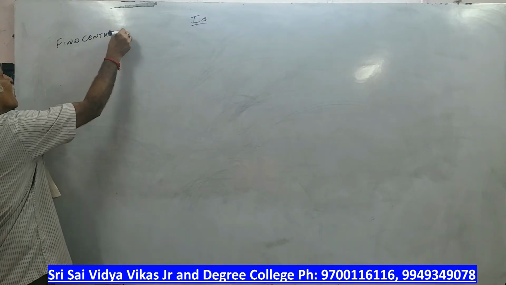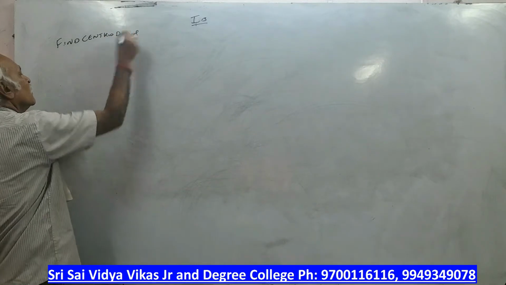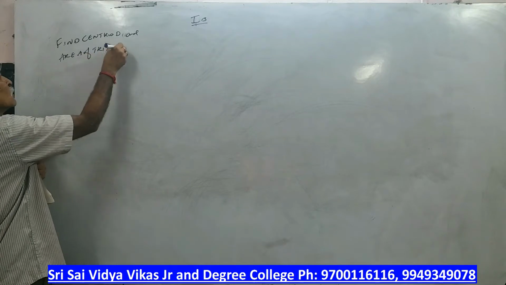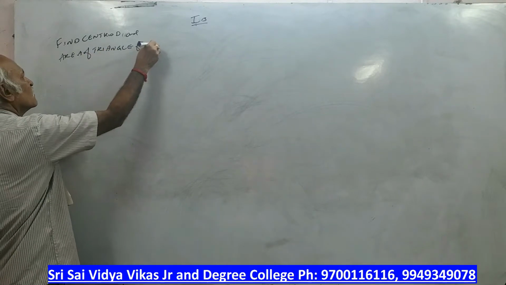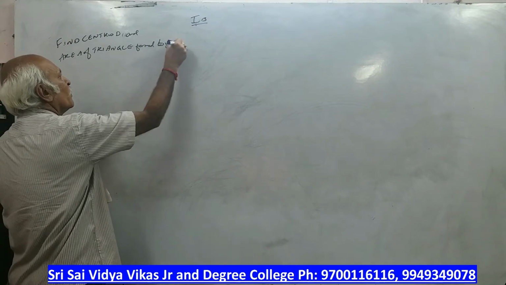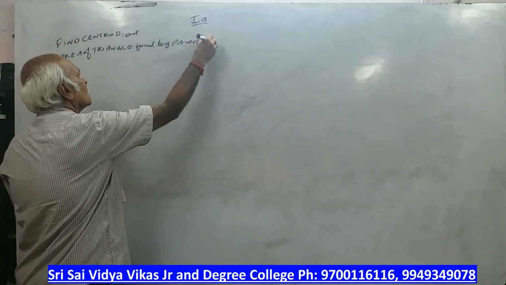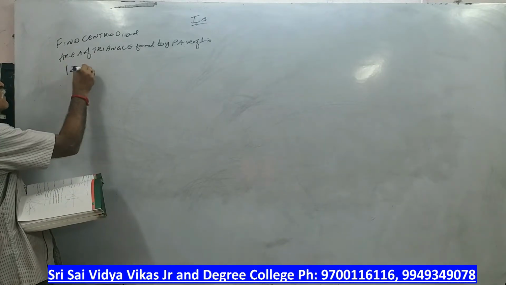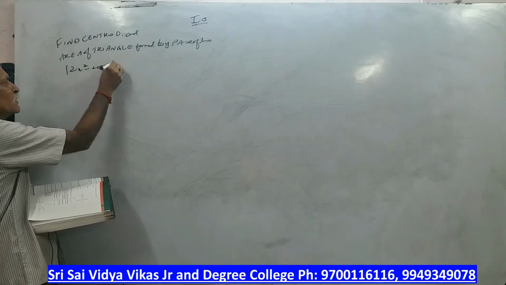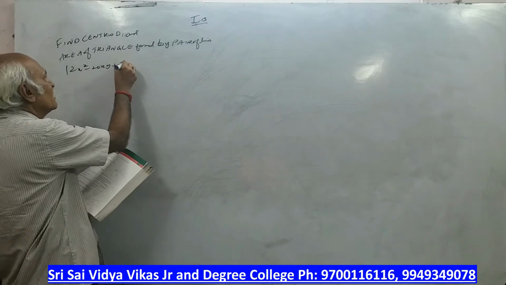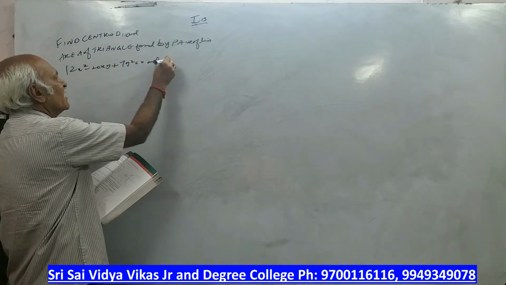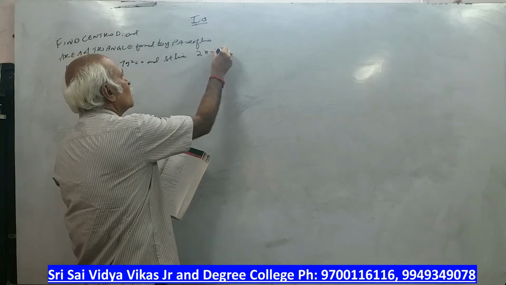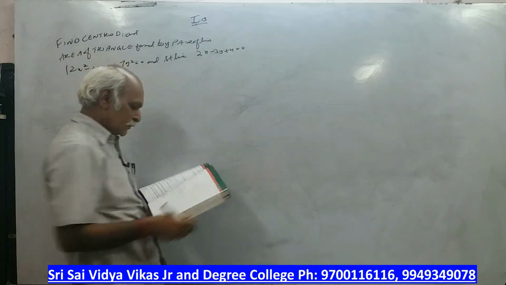Next, find the centroid and area of the triangle formed by the pair of lines 12x square minus 20xy plus 7y square is equal to 0, and the straight line 2x minus 3y plus 4 is equal to 0.